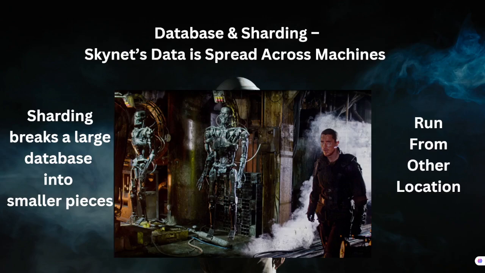In Terminator Salvation, John Connor destroys one Skynet base, but the AI keeps running from other locations, proving it's not dependent on a single system. An example of sharding can be one Terminator stores targeting data, another one stores combat tactics, another manages strategic decision making. If one is destroyed, Skynet still functions because the system is partitioned across different locations.